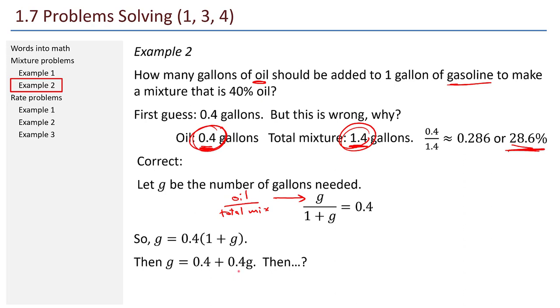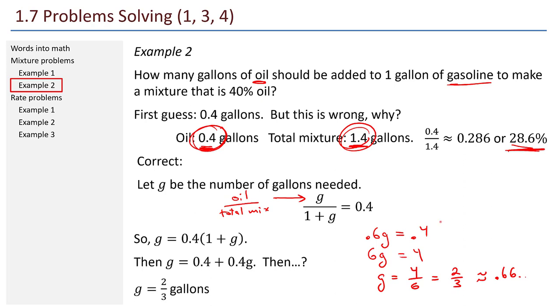Well, maybe I'll subtract 0.4G from both sides, and if I do that, I'll end up with 0.6G equals 0.4. Maybe to make my arithmetic a little bit easier, I'll multiply both sides by 10. I can do that, and it doesn't change the problem. So 6G equals 4, and divide both sides by 6. G equals 4/6, which is 2/3, which is approximately 0.66.